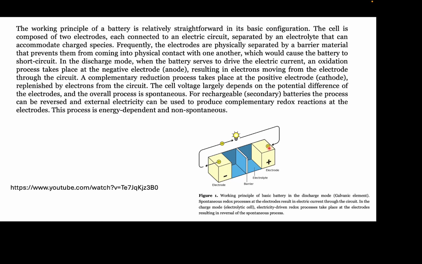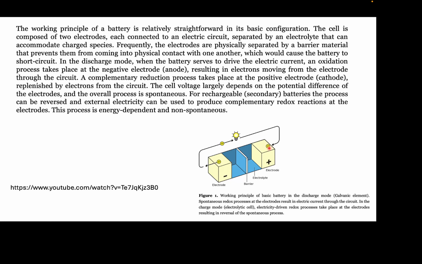Okay, so the working principle of a battery is relatively straightforward in its basic configuration. The cell is composed of two electrodes, each connected to an electric circuit, separated by an electrolyte that can accommodate charged species. Frequently, the electrodes are physically separated by a barrier material that prevents them from coming into physical contact with one another, which would cause the battery to short circuit. In the discharge mode, when the battery serves to drive the electric current, an oxidation process takes place at the negative electrode, resulting in electrons moving from the electrode through the circuit.